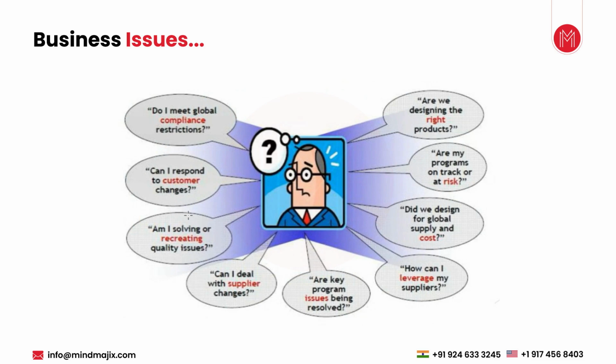The first question is regarding product governance and compliance. Can I respond to customer changes? This is a quality related issue, right? And this is also a quality related issue. This is a supplier collaboration thing, right? Are any program issues being resolved? This is change related. How can I leverage my supplier? This is again supplier collaboration. Did we design for global supply and cost? This is a cost related module, right?